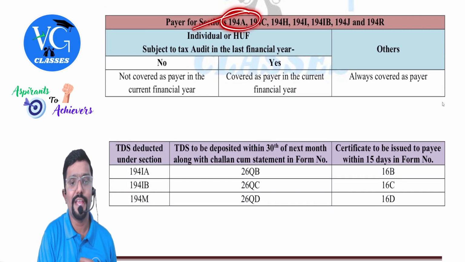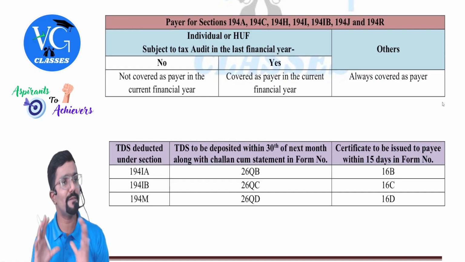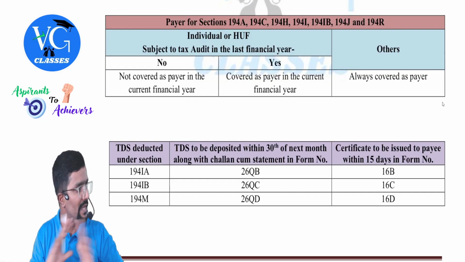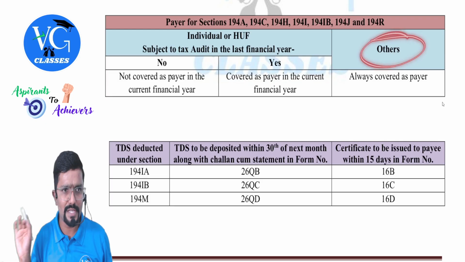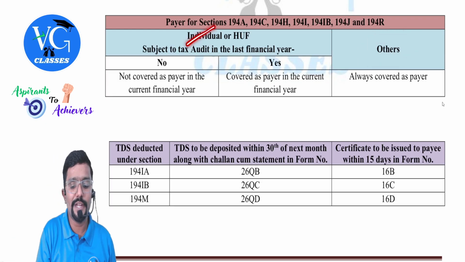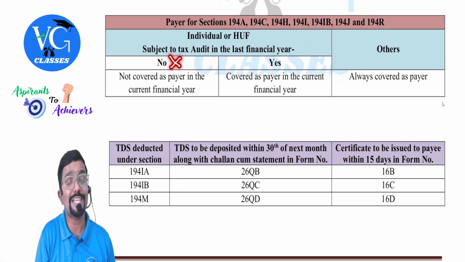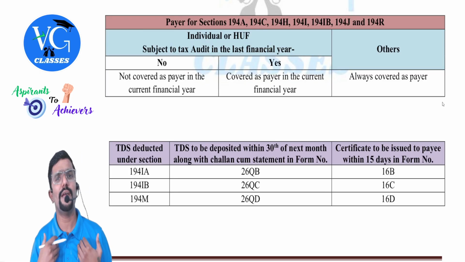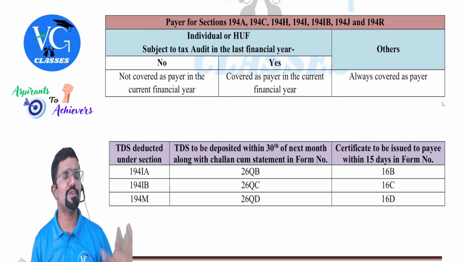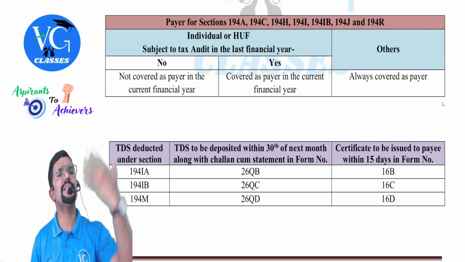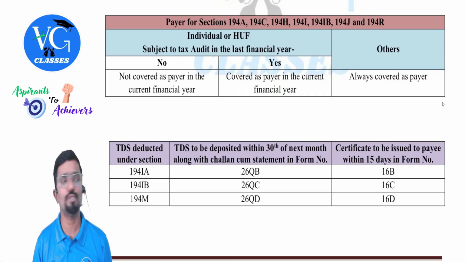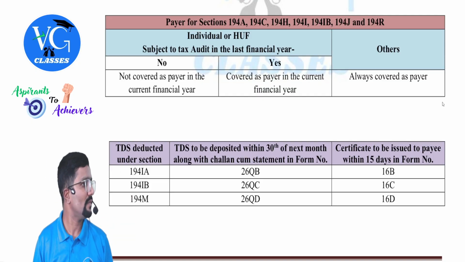Is section 194A covered here? Yes. You can see payer for section 194A means any person. Others are always covered. Whereas if it is an individual or HUF, they are covered only if they were subject to tax audit last year. If they were not, are they covered as payer? No. So assume I am an individual who was not subject to tax audit last year. I am paying interest to you, 2 lakh. Should I deduct TDS? No, I should not.